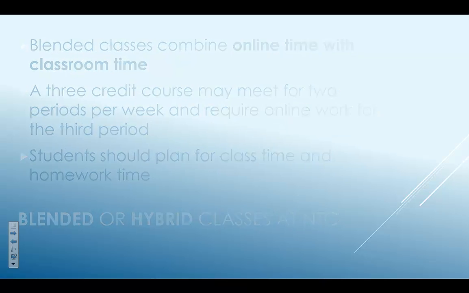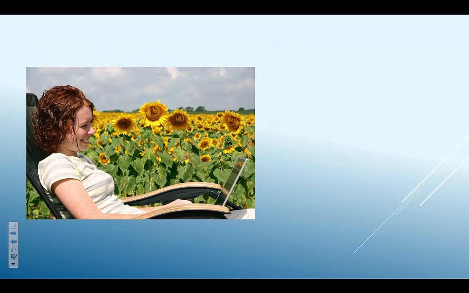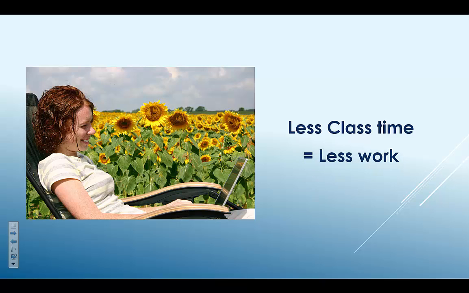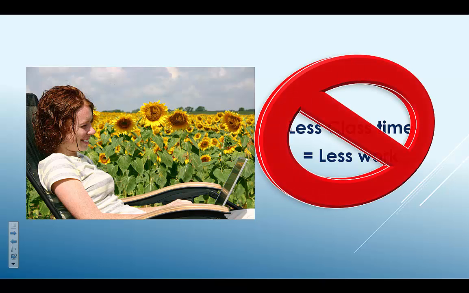Sometimes students who sign up for a hybrid class get confused. They see that a course meets in person for only 2 periods per week, and they assume the course requires less work than that of a class that meets 3 times per week. But that's not necessarily true. Students who enroll in a 3-credit hybrid course must still plan to set aside the appropriate class time per week plus time for homework. It's just that the class time in this situation includes 2 periods of face-to-face attendance and 1 period of online class time.